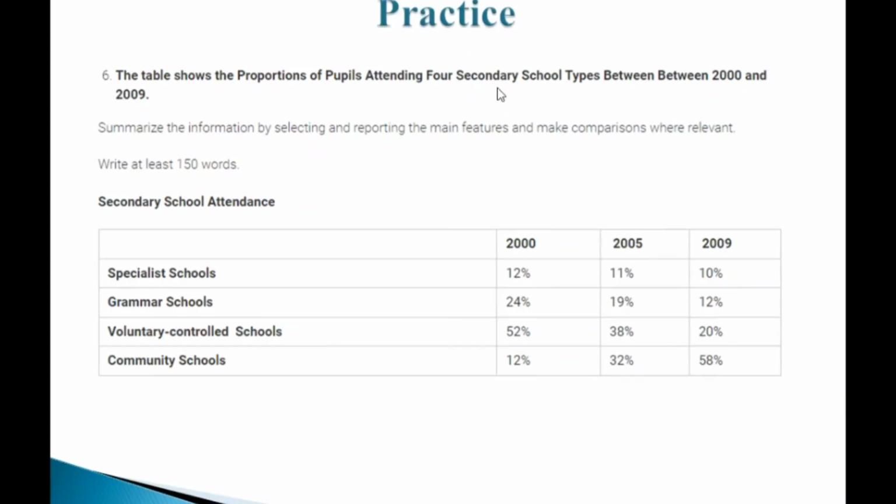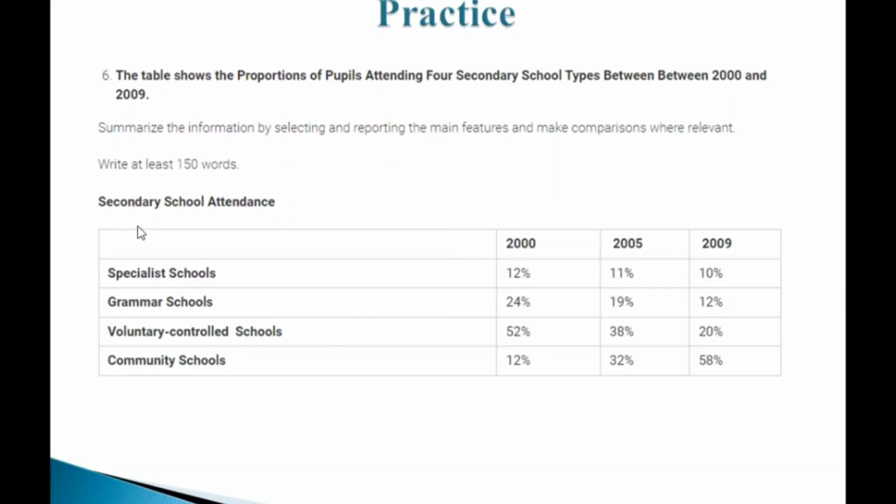Attending four secondary schools: secondary school is the keyword, so you need not change this keyword. Four types: you can say different types or various types. Between 2000 and 2009, you can say from 2000 to 2009, or the second way is between 2000 and 2009. This is actually nine years, so you can say within a nine-year period. So this will be your paraphrasing.